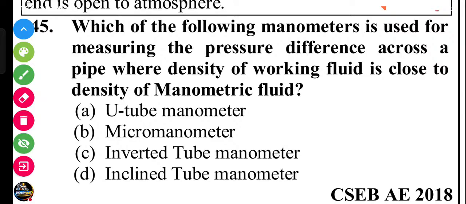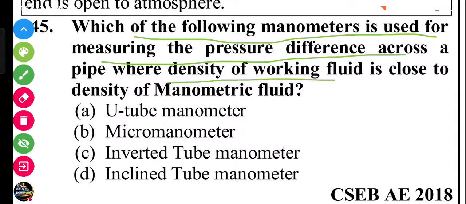Next question: which of the following manometers is used for measuring the pressure difference across a pipe where the density of the working fluid is close to the density of the manometric fluid? Read the question carefully. I think the inverted tube manometer is used. Let's check.